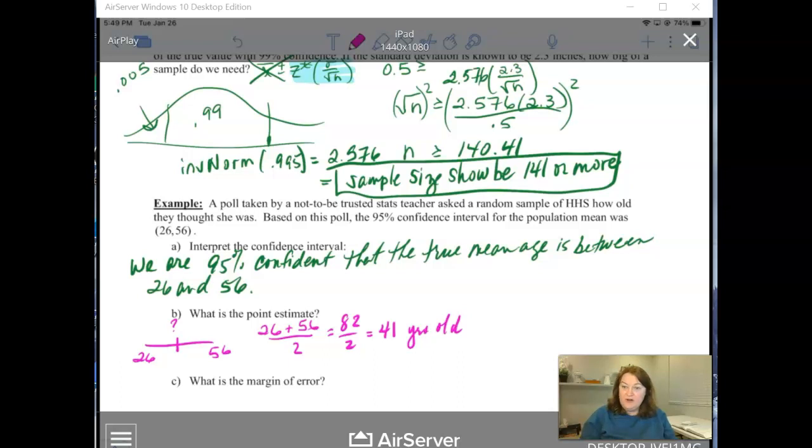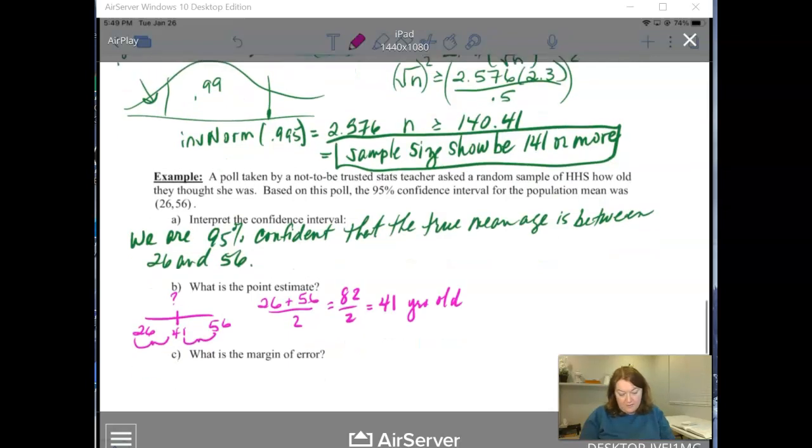Okay, and then what's the margin of error? Well, the margin of error is how far we are from the original guess. So how far are we? We would take our guess and subtract it from one of the edges and then take the absolute value of it because it's a distance. So we could do it that way, or we could do 56 minus 41, right? Or any of those, you're just going to take the positive distance. So the margin of error is going to be plus or minus 15. Yes, plus or minus 15 years.